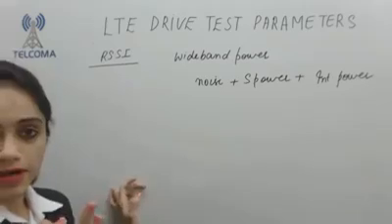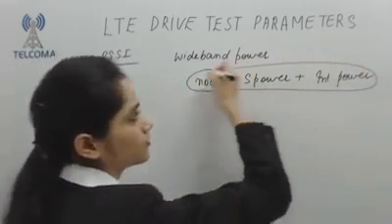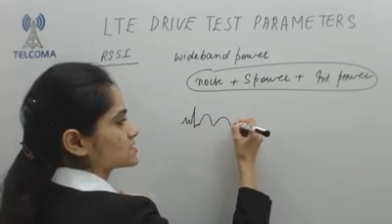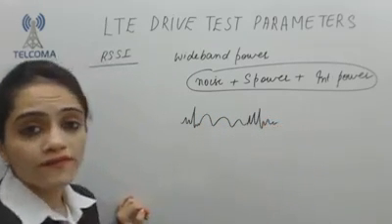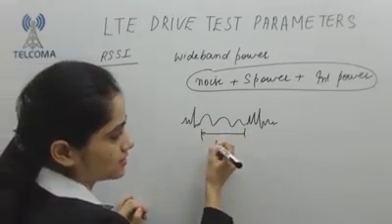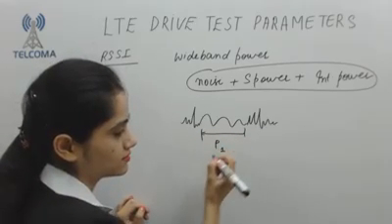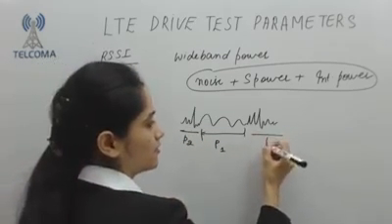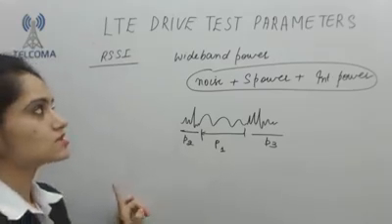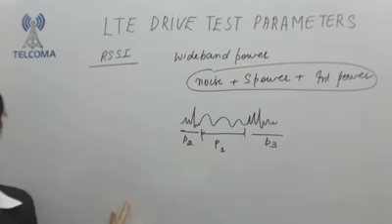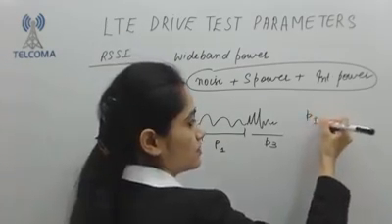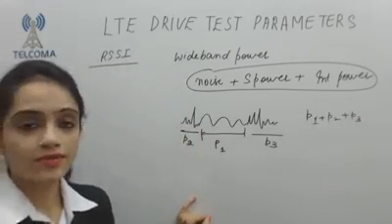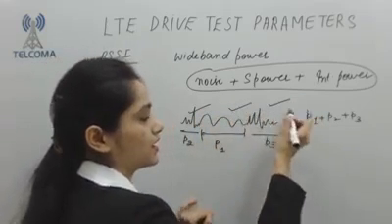That means wideband power. So I am calculating the power of the whole area: noise, signal, and interference. Obviously I can have some power of this signal, P1, some power of this noise, P2, and power of this interference, P3. So the total power, that means the received signal strength indicator, is the summation of P1, P2 and P3. The power that I am receiving from noise, source power and interference power.